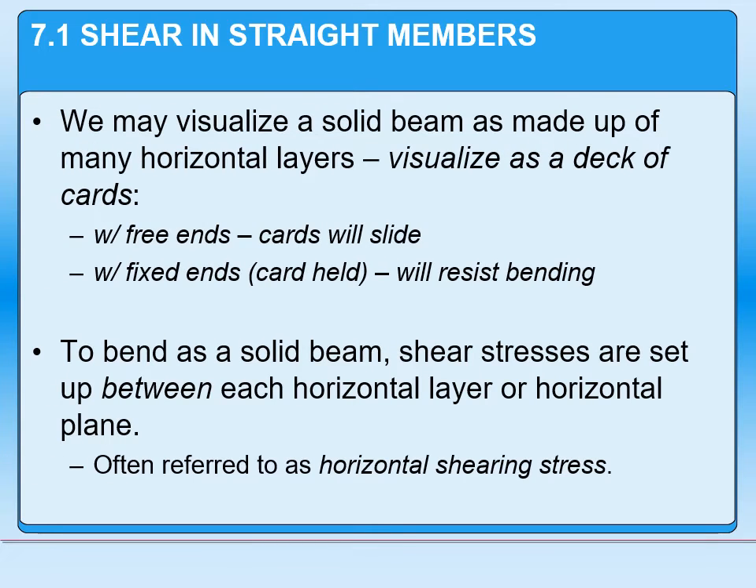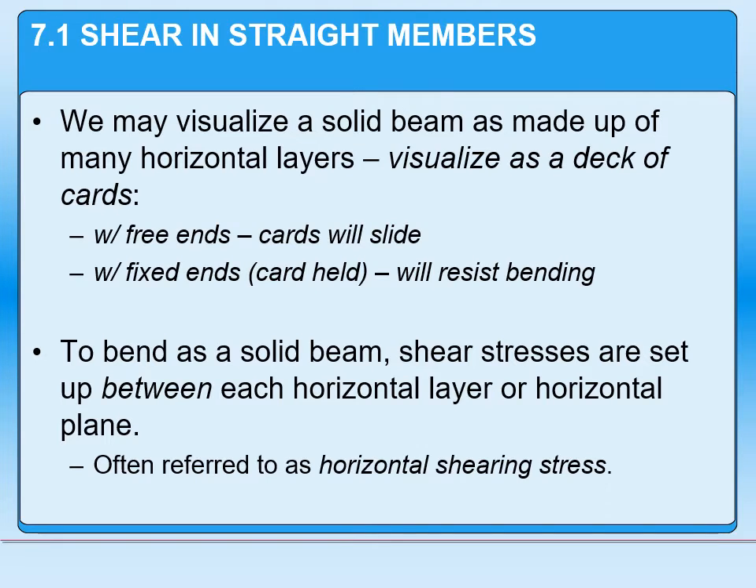Now, to visualize this, think of a beam as a stack of horizontal layers. For example, a deck of cards is a good way to visualize that. If you take a deck of cards, for example, when you're shuffling the cards, and you bend them, and you don't hold the ends, the cards are going to slide relative to each other, and each of the cards are going to bend independently. On the other hand, if you had held the two ends and prevented them from sliding, that same deck of cards would almost be impossible to bend because they're going to resist that bending.